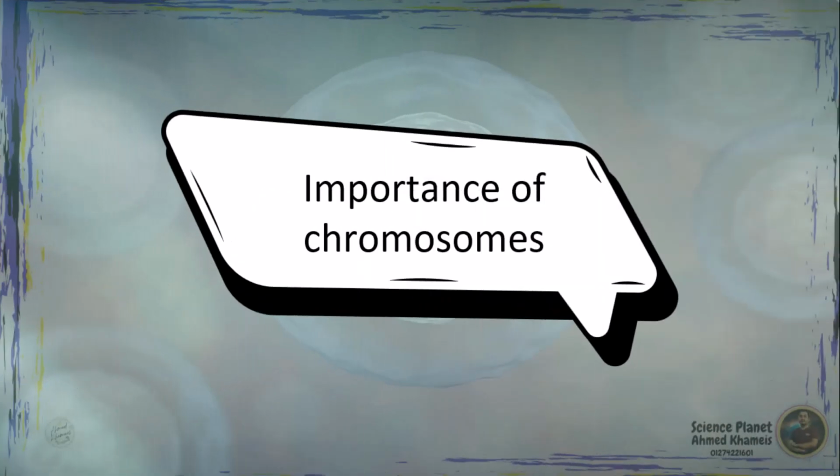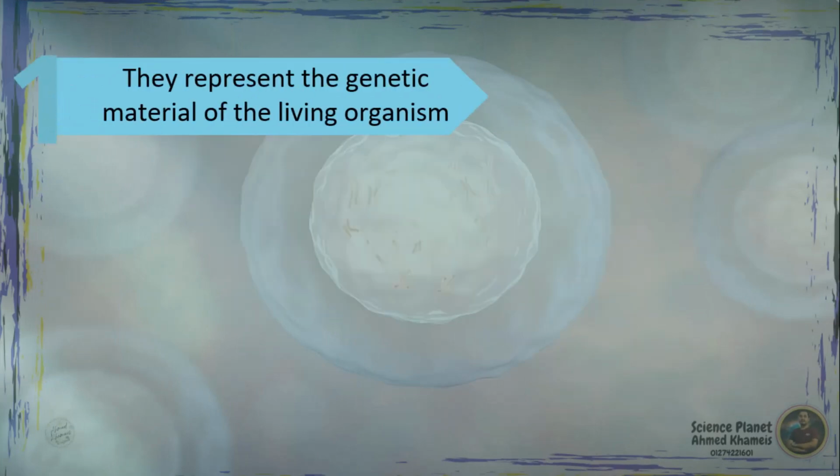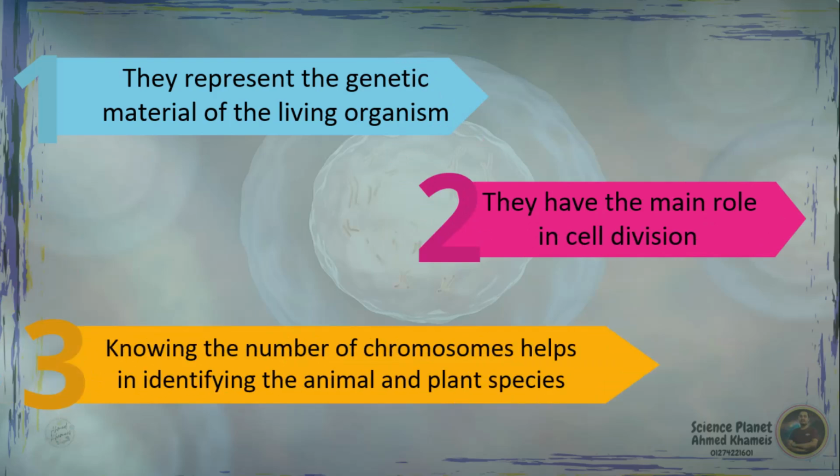So what is the importance of chromosomes? First, they represent the genetic material of living organisms. They play a main role in cell division. By knowing the number of chromosomes, we can identify the animal and plant species, because each species has a specific number of chromosomes different from other species.